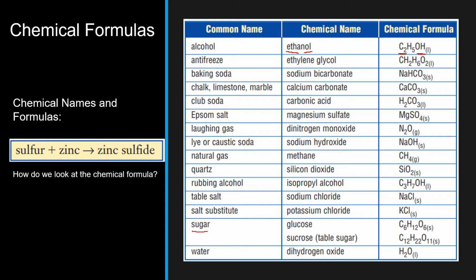Look at sugar right at the bottom. We have sugar there. But sugar can be either called glucose or it could be called sucrose. And you can see how glucose, C6H12O6, is a little bit different than sucrose, C12H22O11. A little bit different, but they're both types of sugar. Same thing here. I always talk about salts. Well, here's table salt, sodium chloride, but a salt substitute is potassium chloride.